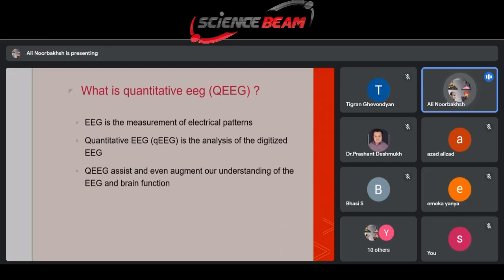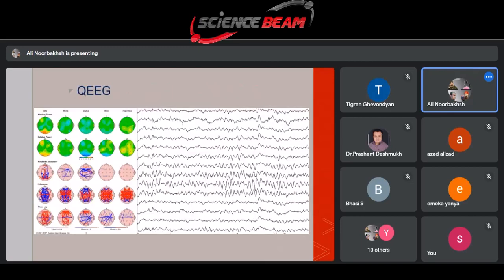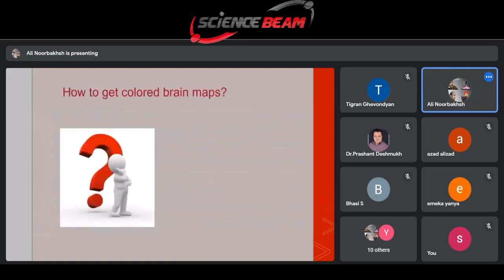QEEG is an extension of the analysis of the visual EEG interpretation, which may assist and even augment our understanding of the EEG and brain function. In this picture, you can see EEG and QEEG again. The software does this work.